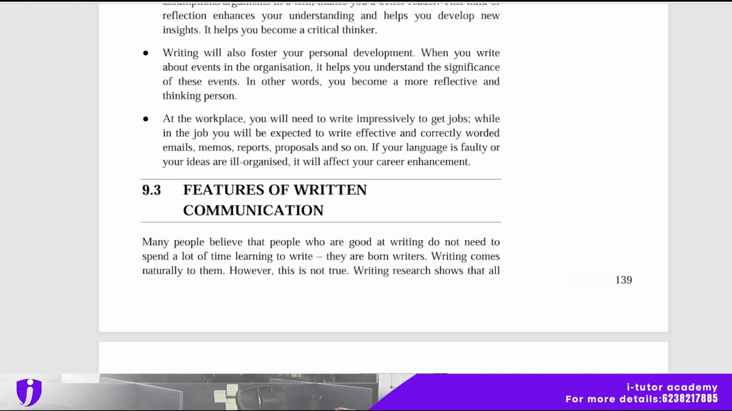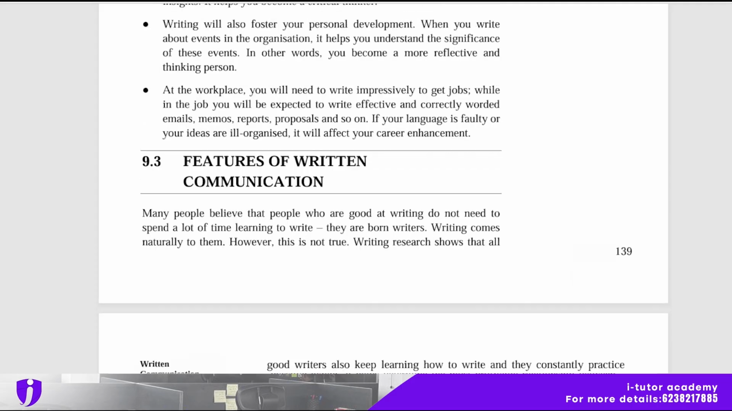Writing will also foster your personal development. When you write about events in the organization, it helps you understand the significance of these events. In other words, you become a more reflective and thinking person.